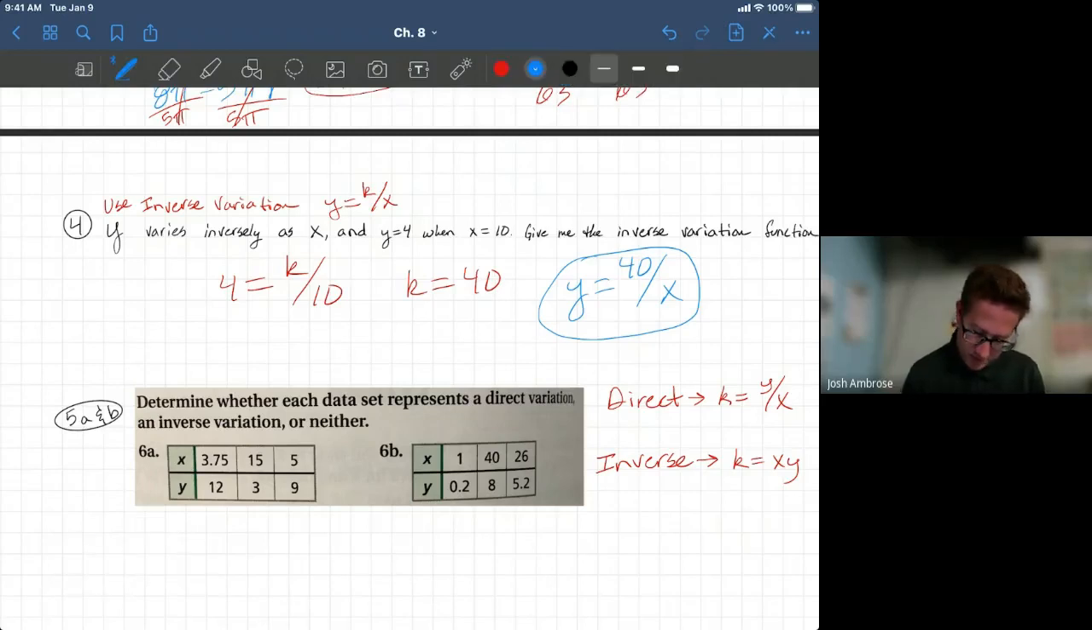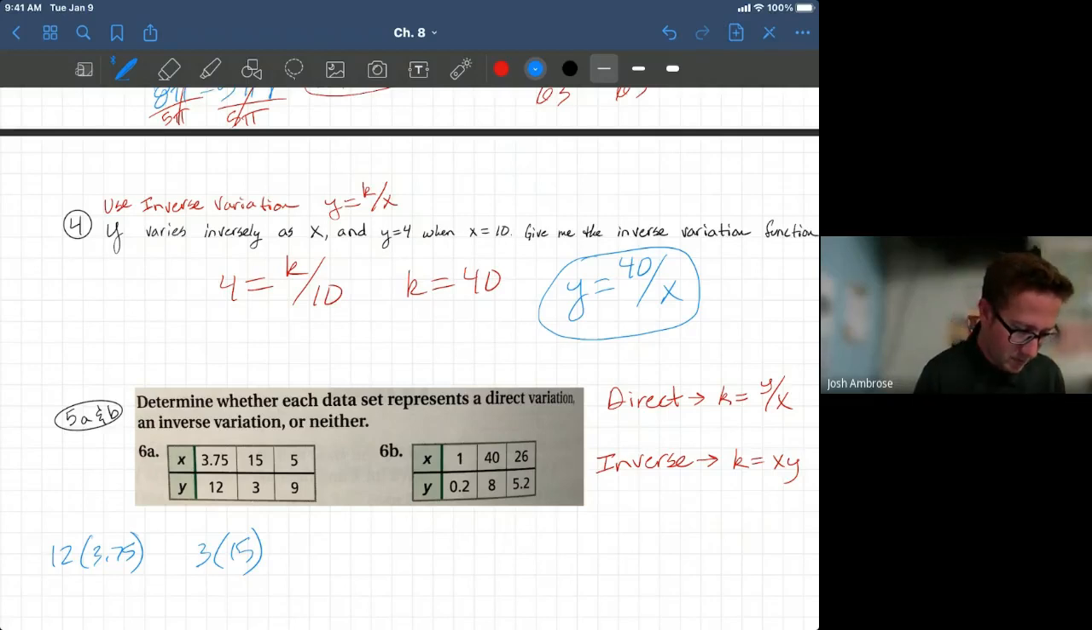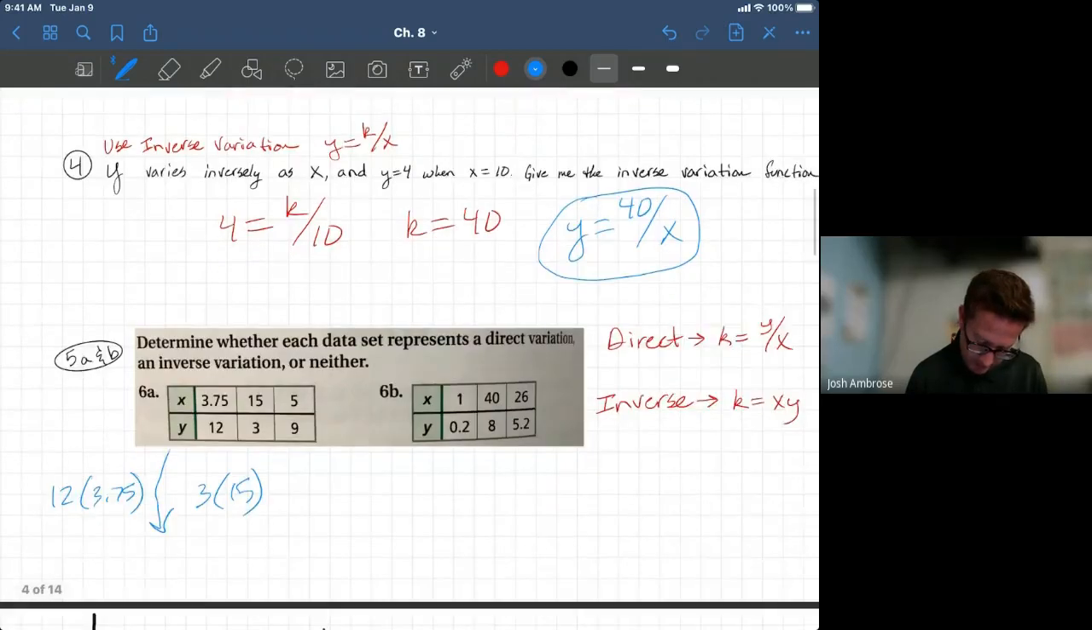So now we have to check inverse. We're going to do 12 times 3.75, and then 3 times 15. And when you work that out on the calculator, that does work. So this one right here is inverse.